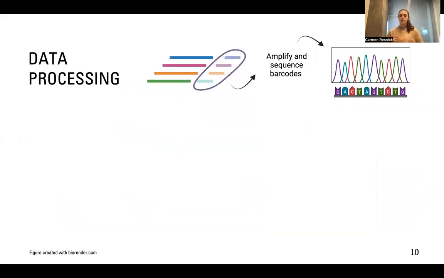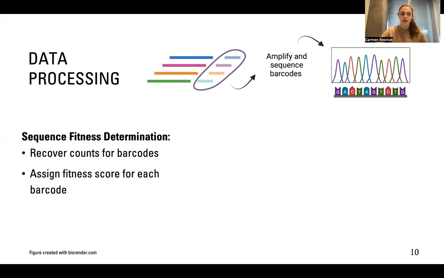Now, how are we actually processing our data? As I mentioned, we use these 20 base pair barcodes. We can take them out of the study so we can see, using only a very short fragment, how many times every single one of these unique species are present throughout the study, from start to finish. We recover how many times they're present at the beginning and end, and then assign a fitness score.